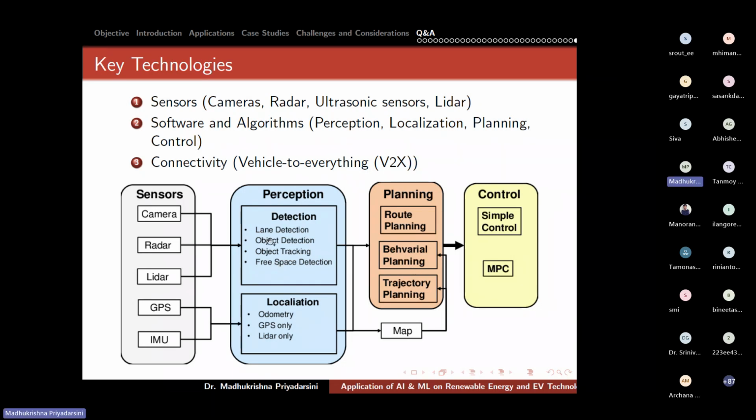So it finds out the detection part, like lane detection, object detection, object tracking, free space detection. So if there are some objects ahead, or something behind your car, which lane you need to take for this direction. And localization, all of you have seen the GPS, how the GPS is working. Then planning. In case of planning, we have route planning.